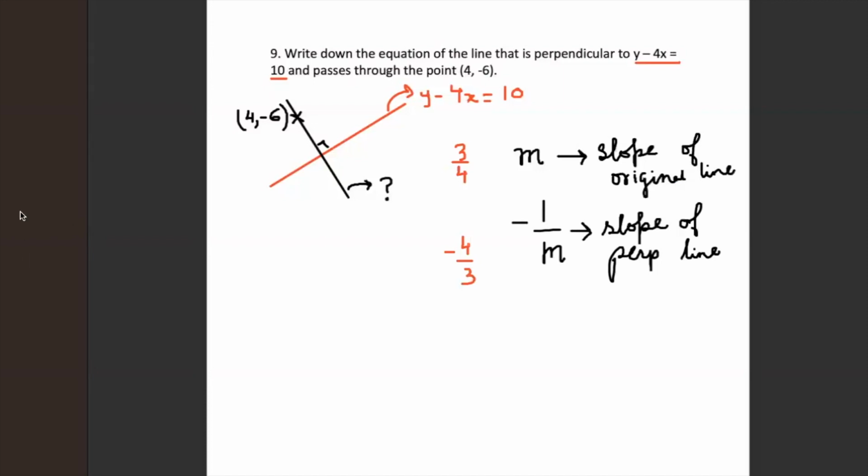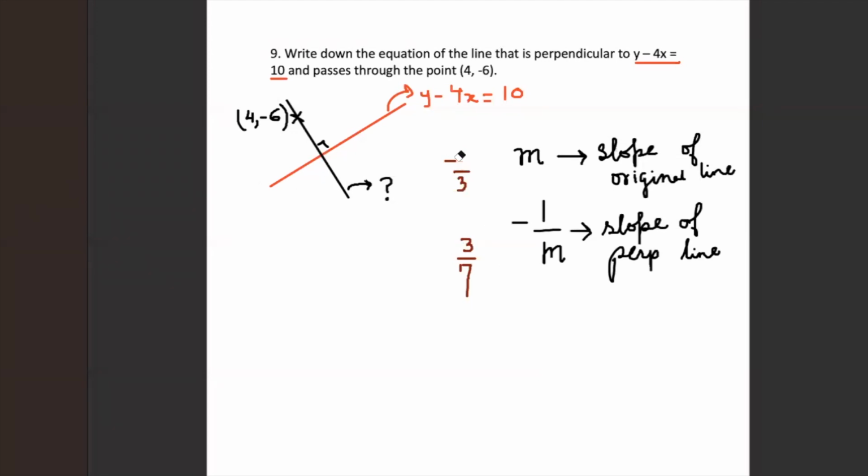Or, let me show you another example. If we have the original slope as minus 7 over 3, then the slope of the perpendicular line will be plus 3 over 7. So we flip the original slope and we put the opposite sign. Okay.